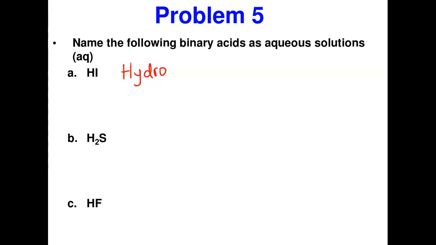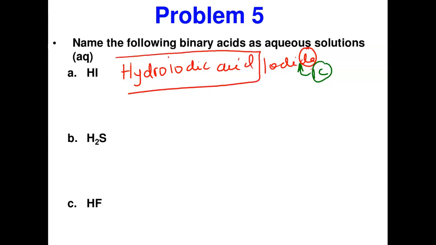Now, remember, this is iodine, so the iodide ion is iodide. But now, this is not what we're doing. We're going to remove this IDE and replace it with what? Let me use another color for that. With IC. If you take this IC and put it here, what are we going to have? We're going to have hydro, iodic, and then you put acid. And that will be the name of this acid.